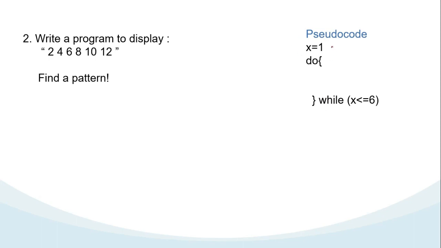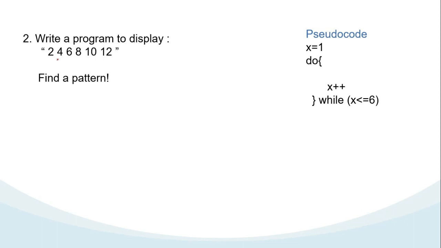The next step is how to make x reach 6 from 1 to 6. Then we need increments here. We will increase the value of x by 1 every time we do the looping over here. And then the next is the statement or the code that you want to execute.